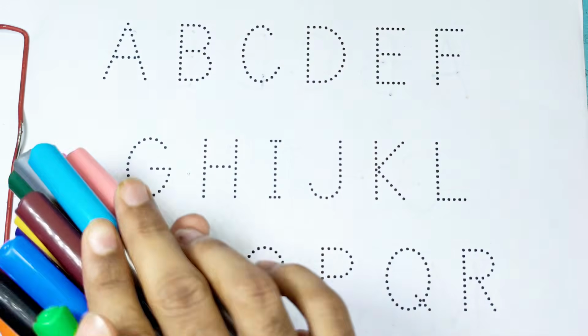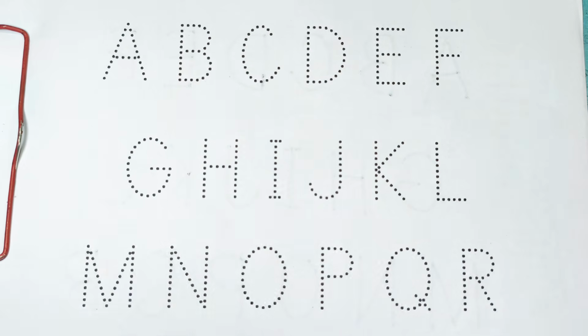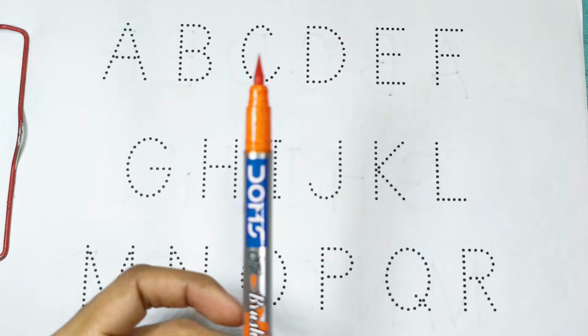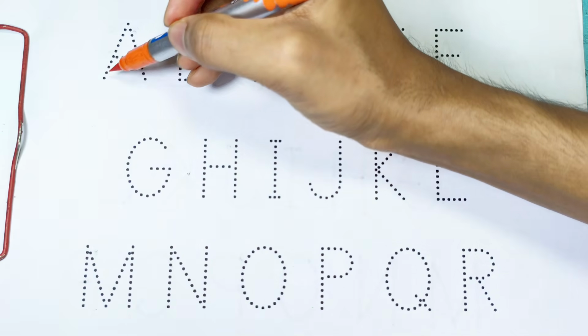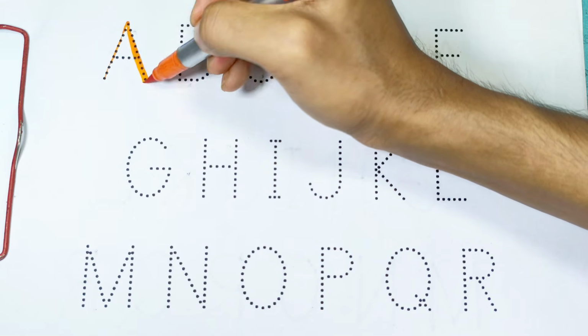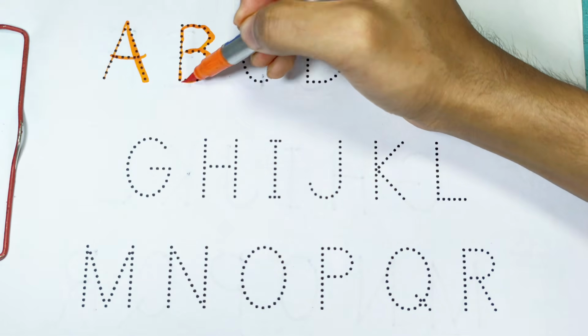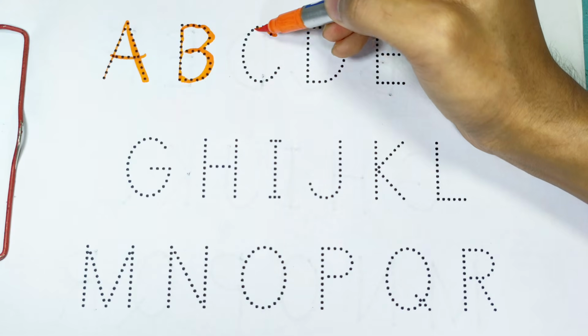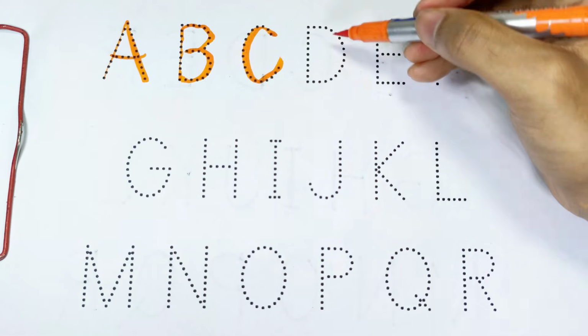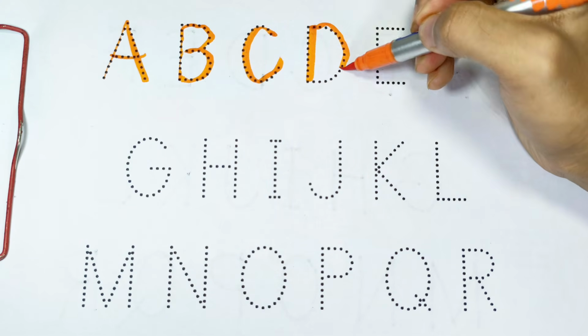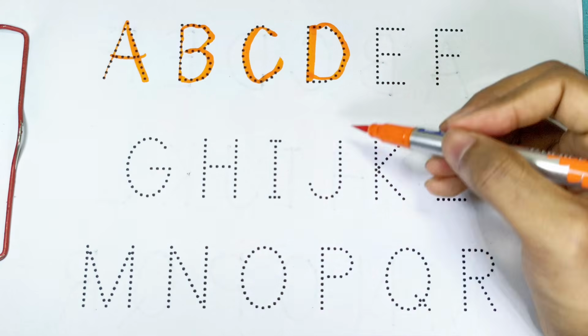Today we're writing capital letter alphabets A to R. First we're using the color of orange, and now we're writing capital letter alphabets. A. Kids, the next one is B. Now we draw the alphabet of C. C for cow. Now we draw the alphabet of D.